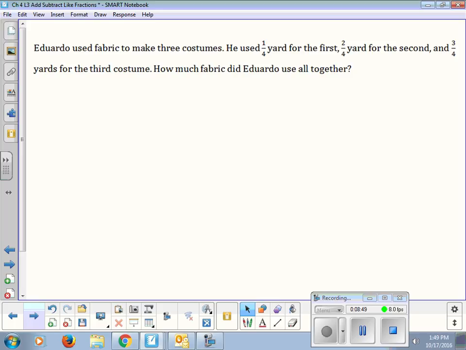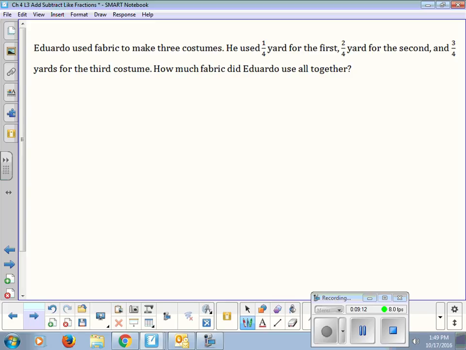Okay, this question is down at the bottom. It is on the on your own problems, but I wanted to go over one word problem with you. Eduardo used fabric to make 3 costumes. He used 1/4 yard for the first, 2/4 yard for the second, and 3/4 yard for the third costume. How much fabric did he use altogether?